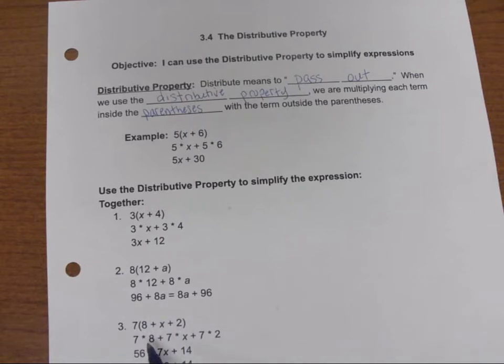Okay, and another one here. 7 times 8 plus x plus 2. Pass out that 7. 7 times 8 plus 7 times x plus 7 times 2. And you end up with 56 plus 7x plus 14.